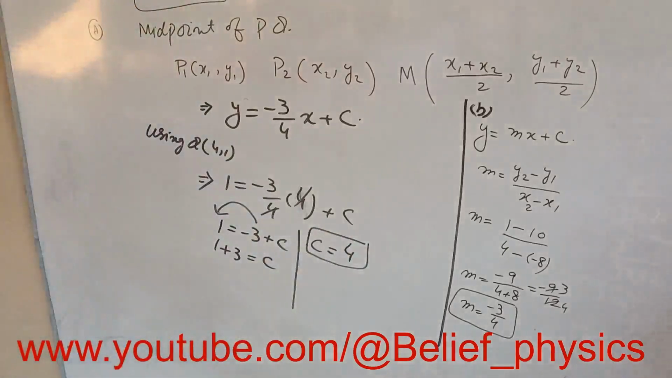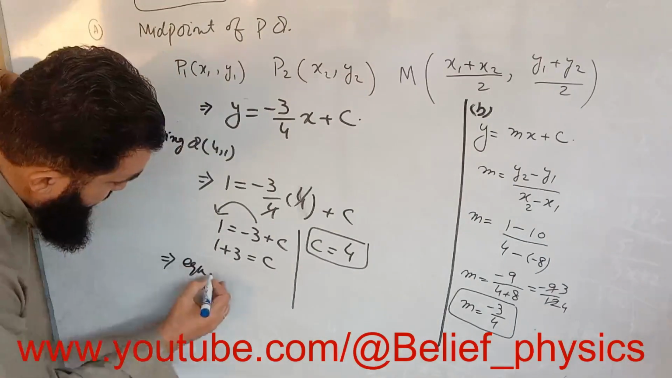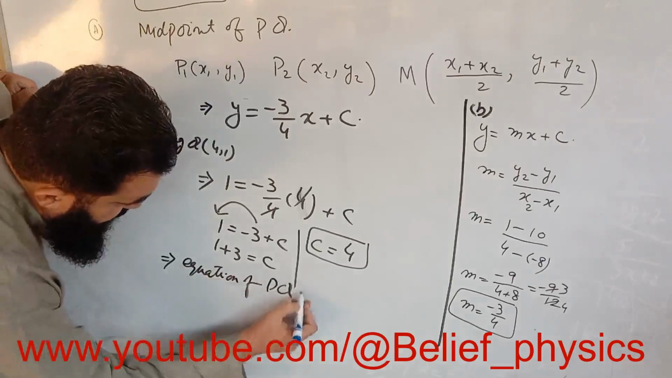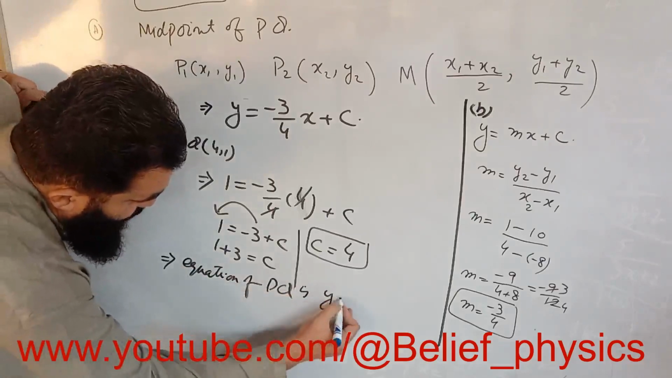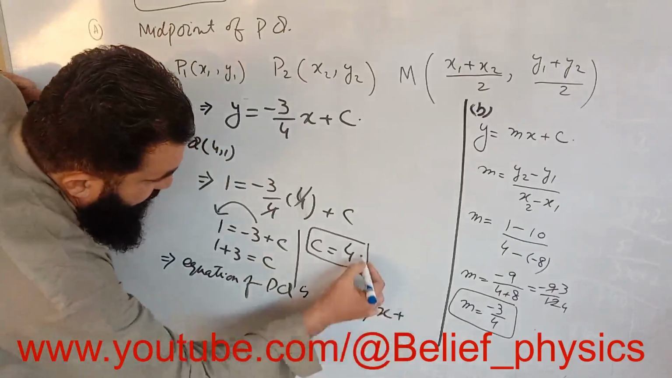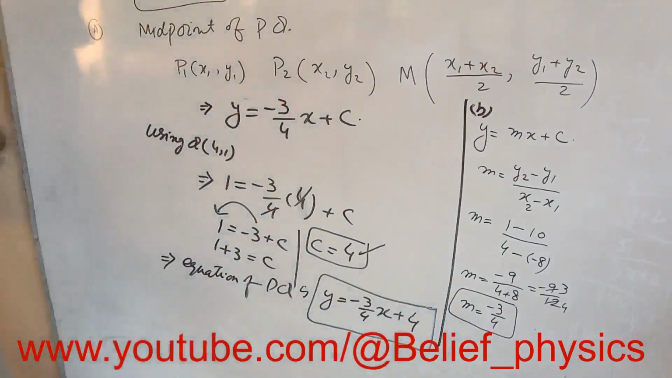C is equal to 4. Now put this value of C in the given equation, which is y equal to minus 3 over 4 x plus C. Therefore, equation of PQ will become y is equal to minus 3 over 4 x plus 4. So this is the equation of PQ.